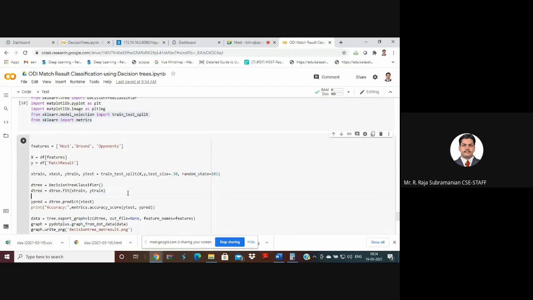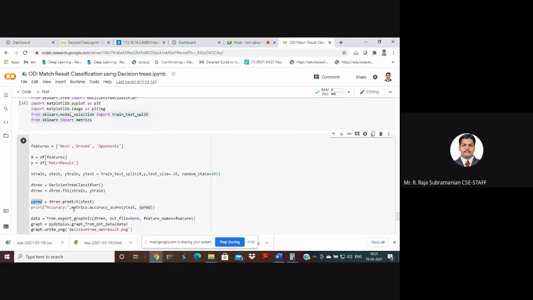Now I give dtree.fit. The extra thing here is that instead of giving capital X, Y, I gave X_train, Y_train. Then with this model, dtree, I predict the Y test from the X test. I don't give the Y test to my model. Instead, I gave the X test alone and asked it to predict the Y test. That is called y_pred.